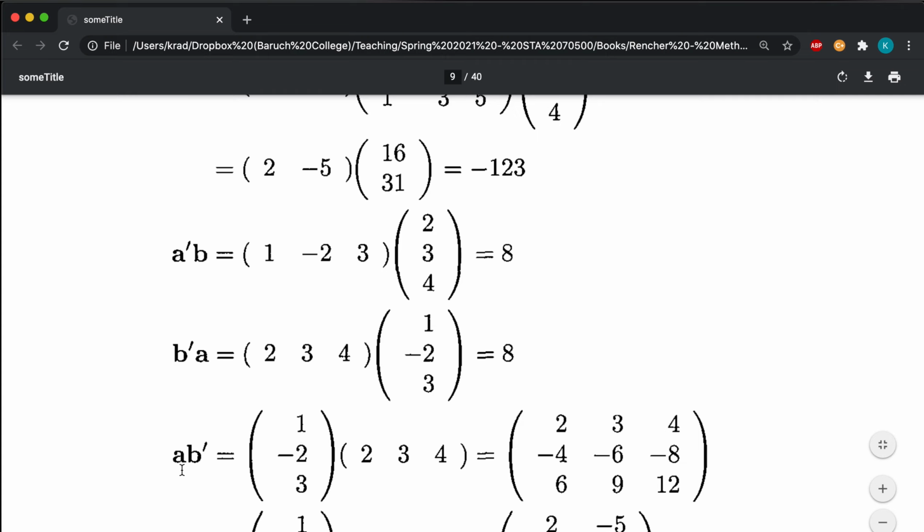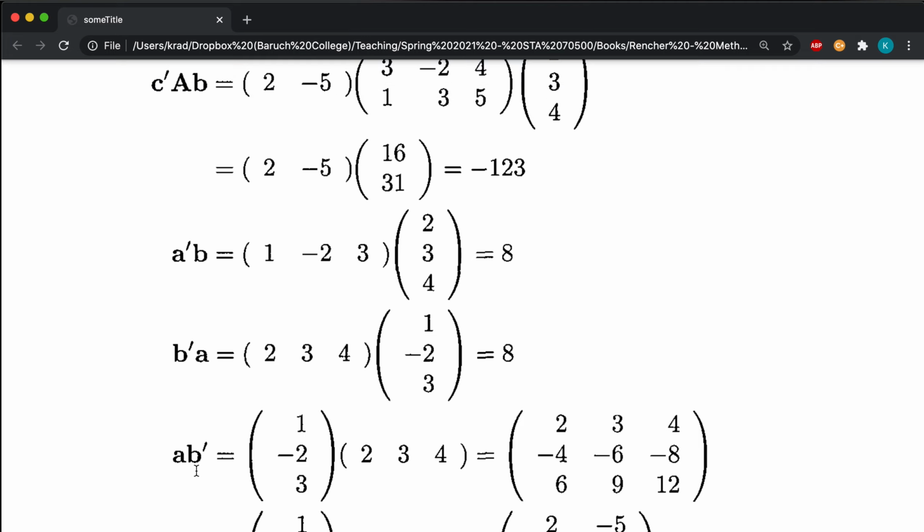So when it comes to the outer product, here we have a column vector A and we have a column vector B, but then we have A, B transpose. So B transpose becomes a row vector. This is the form we have. Then this turns into a matrix. We have 1 times 2 goes here, 1 times 3 goes here, 1 times 4 goes here, negative 2 times 2 goes here, negative 2 times 3 goes here, negative 2 times 4 goes here, 3 times 2, 6, and so on and so forth. So you get a matrix.